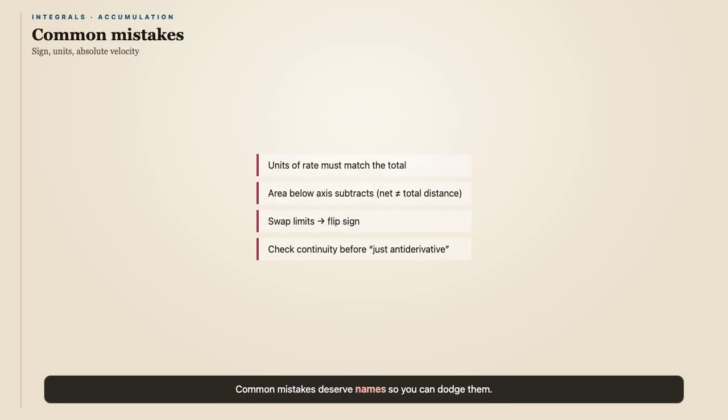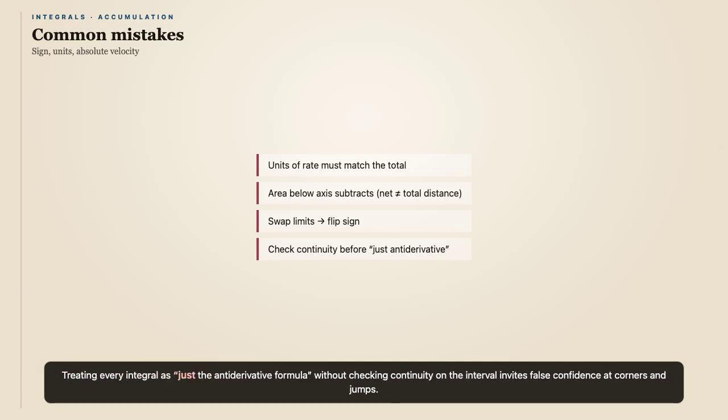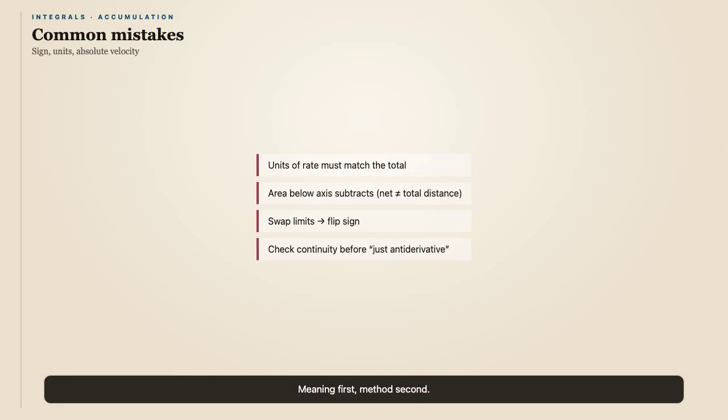Common mistakes deserve names so you can dodge them. Integrating a rate without matching units yields nonsense. Forgetting that area below the axis subtracts will misread net displacement as total distance. Total distance needs the integral of absolute velocity or careful splits at turning points. Swapping limits without a sign change breaks orientation. Treating every integral as just the antiderivative formula without checking continuity on the interval invites false confidence at corners and jumps. Meaning first, method second.